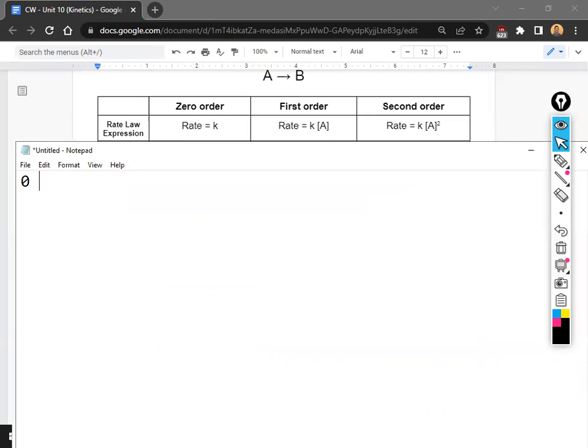Okay, if you have a zero order reaction, what that means is that the rate is not affected by reactant concentration. That's the key thing about zero order. And we talked about that a bit earlier because there was a question. But if you have a zero order reaction, it doesn't matter how much reactant you have, it's not going to change the rate.